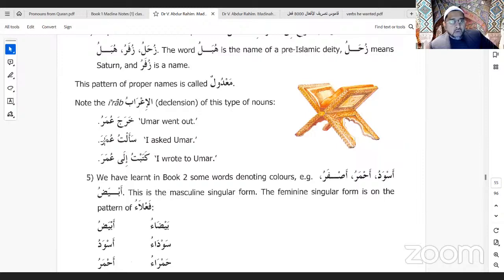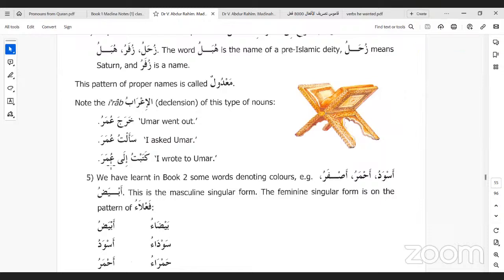But this word Umaru is a diptote noun. It doesn't take a dhamma tanween, neither a fatha tanween. And katabtu ila Umara, you'll say katabtu ila talibin. I wrote to a student. So normally a noun after a preposition takes a kasra or kasra tanween. Kasra tanween, exactly.